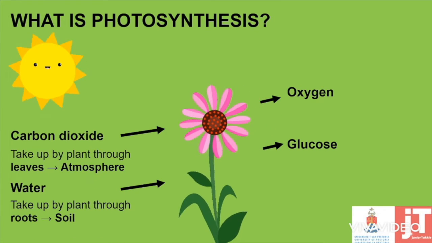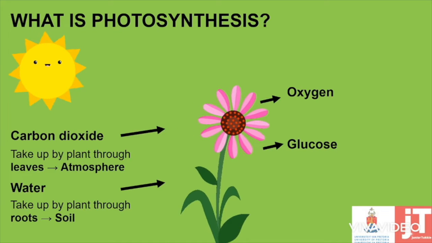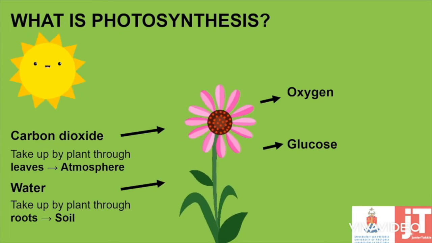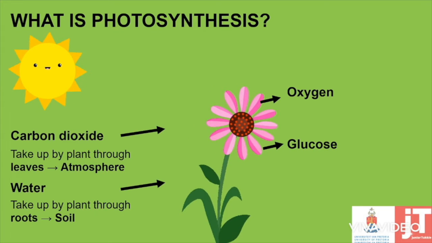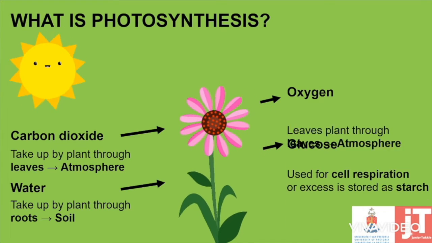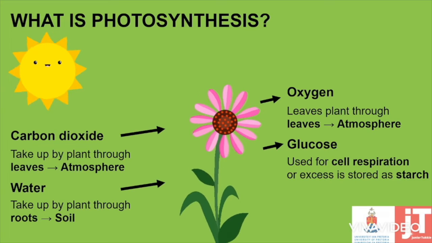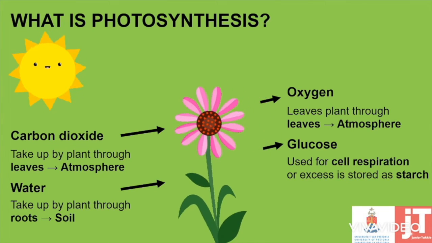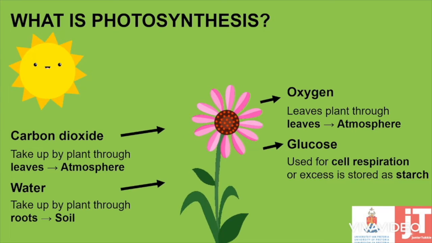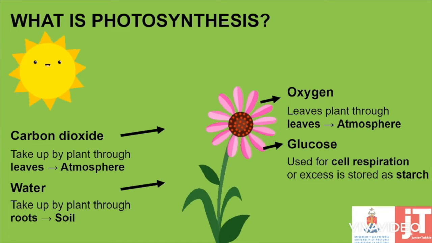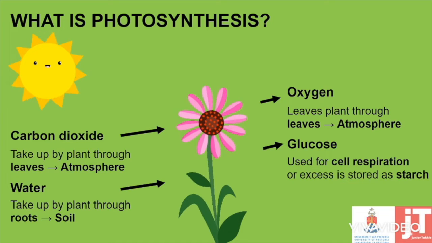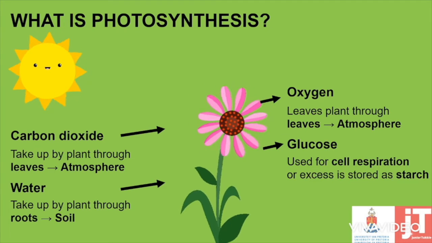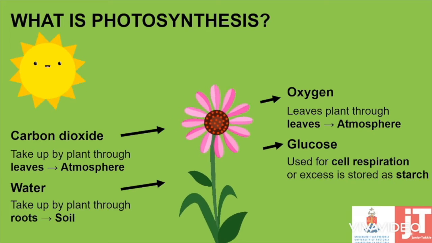Carbon dioxide is taken up by the plant through the leaves directly from the atmosphere. Water is taken up by the plant through the roots directly from the soil. And then oxygen will leave the plant through the leaves directly into the atmosphere, where we as living organisms will inhale the oxygen. And glucose is used for cell respiration, or the excess glucose, so the glucose which is not used for cell respiration, will be stored in the form of starch.